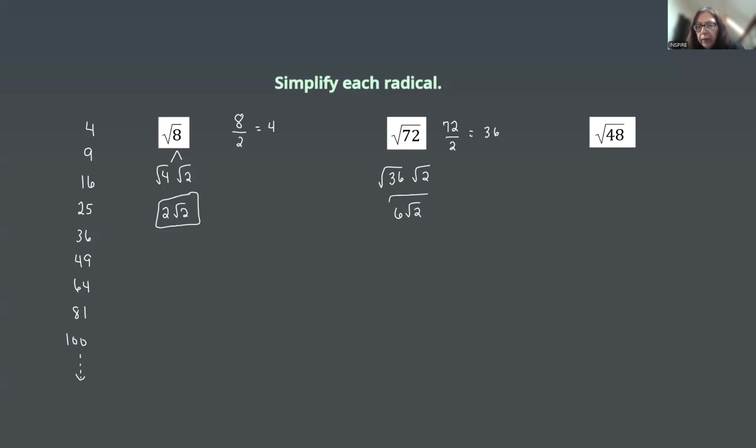And if you were to read that, just so you know, that's the same thing as 6 times the square root of 2. All right? It's 6 times the square root of 2.